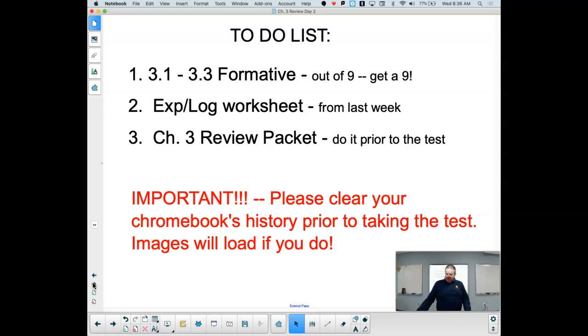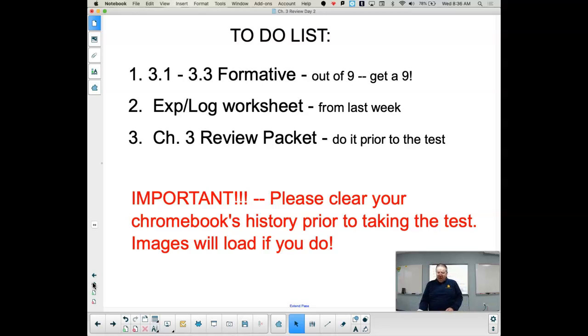Next, what you should also be working on is the exponential log worksheet. That was a front and back worksheet from last week. That one needs to be turned in. And in here, 7 of you still have to turn that one in. And there's 1, 2 of you that have some fixes to do on that one.